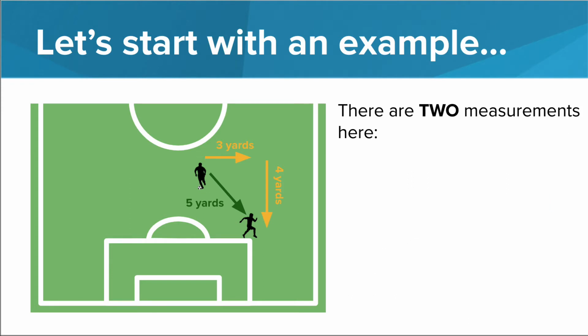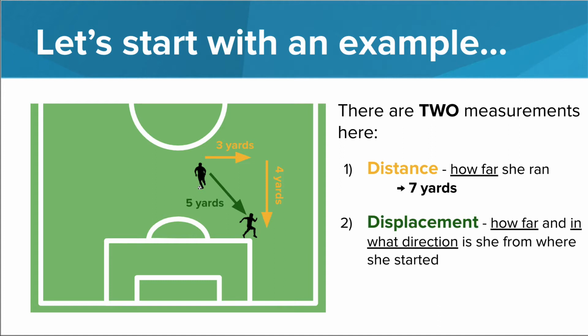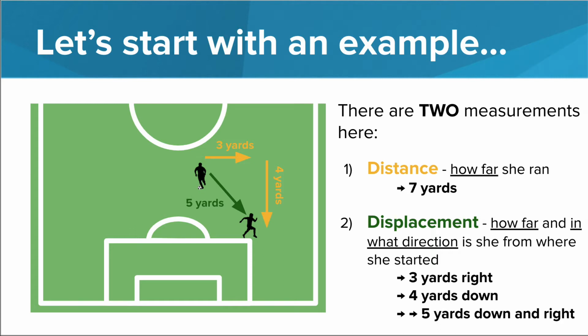There are two measurements here. One, the distance she traveled, which we know is 3 yards plus 4 yards equaling 7 yards. But if we add pieces in a slightly different way, 3 yards to the right plus 4 yards down, the answer is 5 yards and to the right. We call this measurement the displacement, which is how far and in what direction is she from where she started. Each piece of this is a displacement. 3 yards to the right plus 4 yards down equals 5 yards down and to the right.